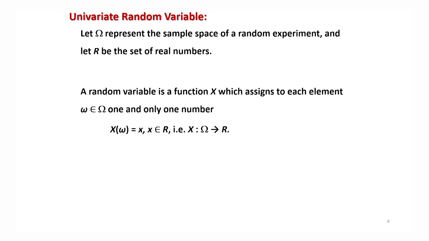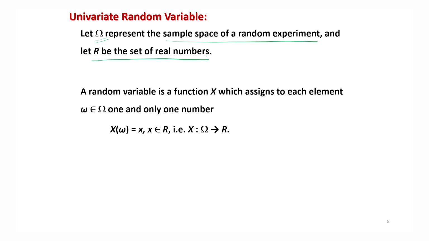Now if I try to summarize whatever I have explained, in short I can say that let capital omega represent the sample space of the random experiment, that is, the possible values which can be observed, and let capital R be the set of real numbers.